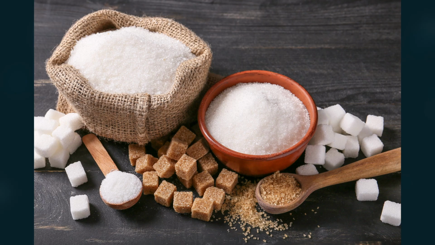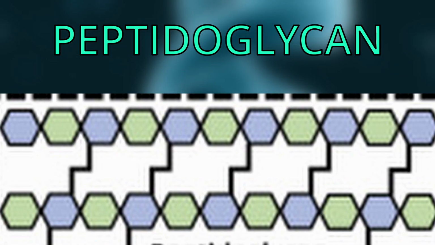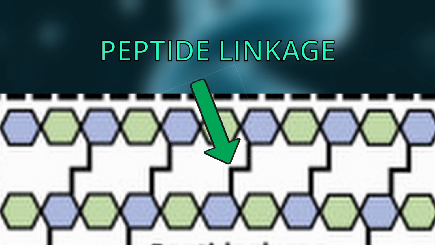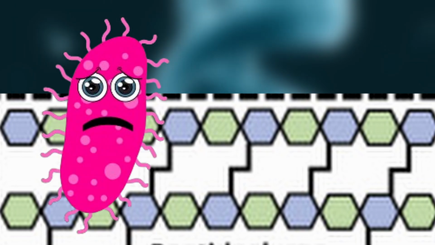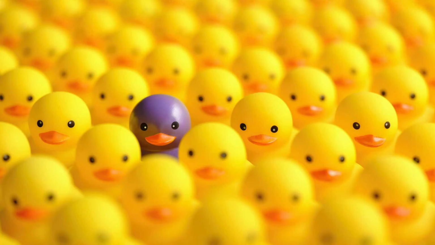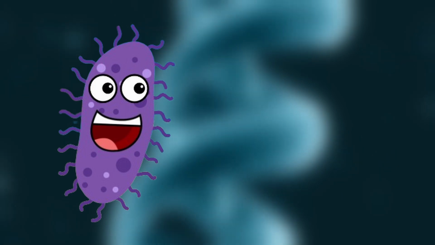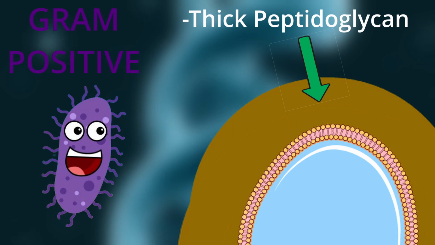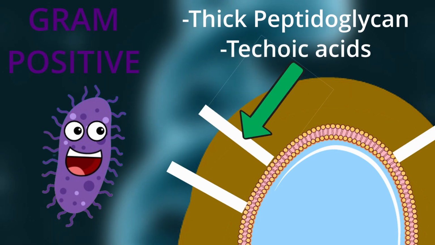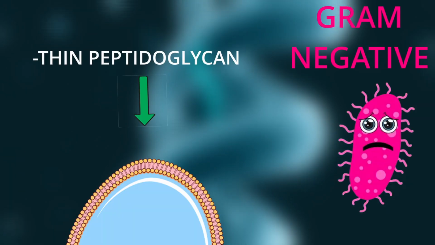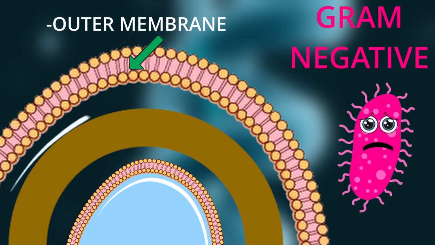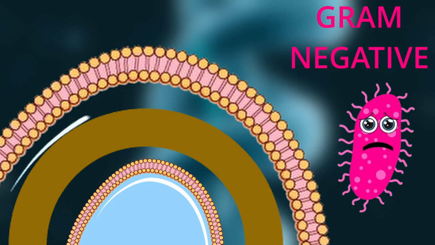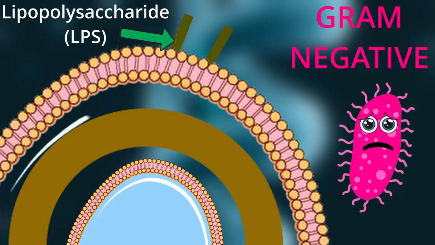a cell wall. The cell wall is made from polymer strands of sugar and amino acids called the peptidoglycan. The strands are linked to each other by peptide links, and these differ between gram-negative and gram-positive bacteria. We differentiate between gram-positive and gram-negative cells based on differences in their cell walls. Gram-positive cells have a thick peptidoglycan layer and teichoic acids in the peptidoglycan layer. On the contrary, gram-negatives have a thin peptidoglycan layer and a second membrane surrounding the cell. At the surface of the second membrane, there are lipopolysaccharides.